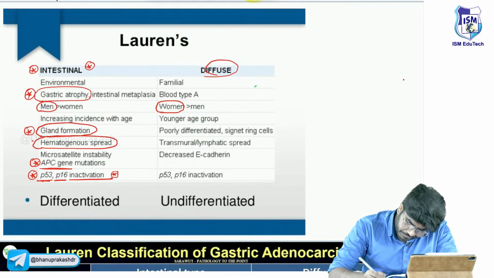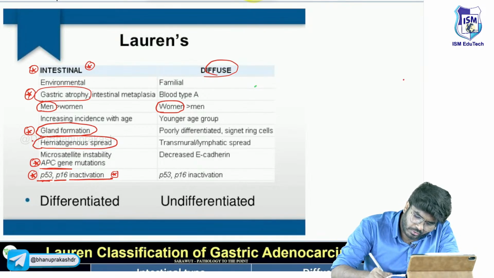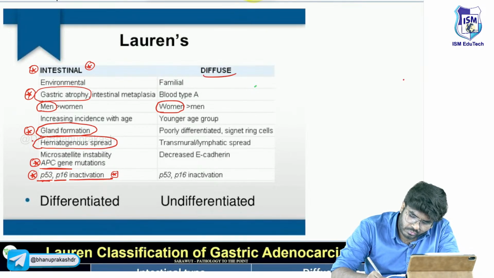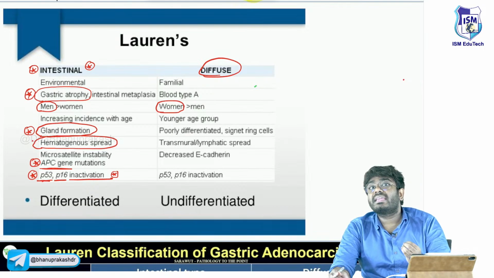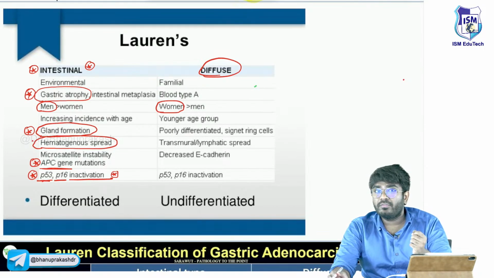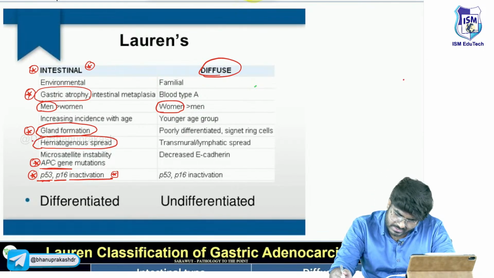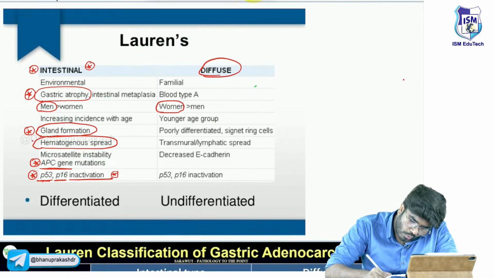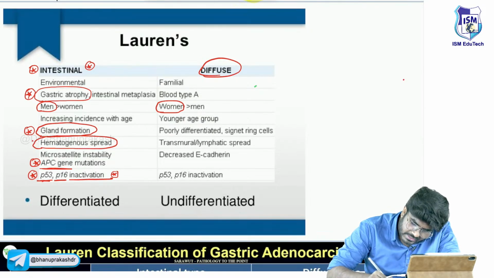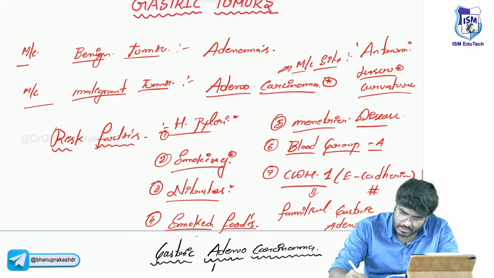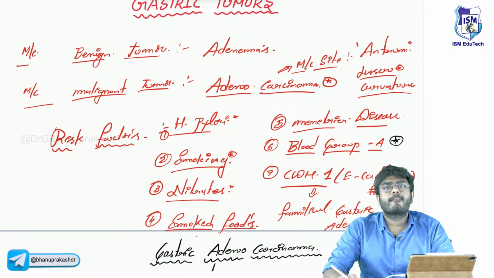Okay. Now, the diffuse variant. You know already, diffuse means diffuse, infiltrative, signet ring appearance. Already we have discussed. What is the risk factor? Risk factor, I have already discussed. Blood group A is a risk factor. Blood group A is a risk factor, right?